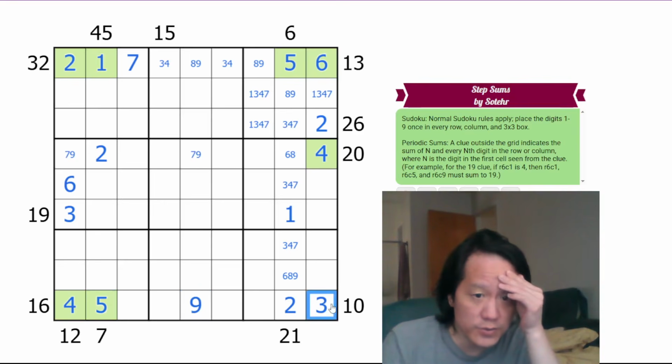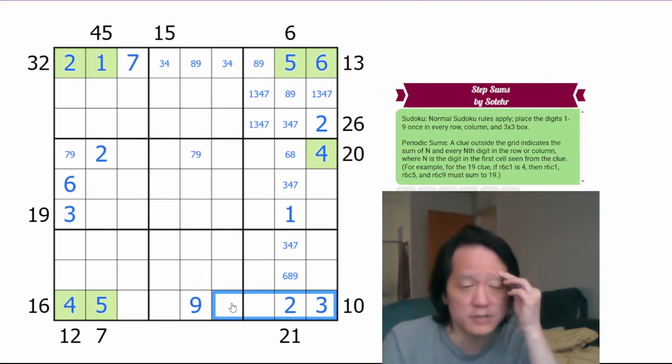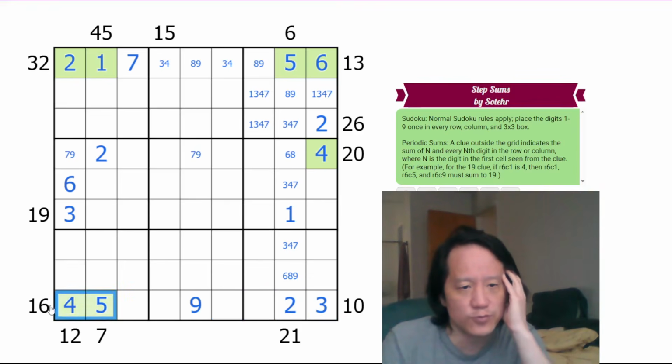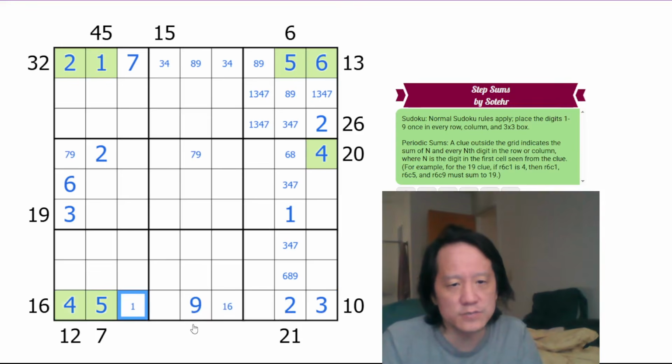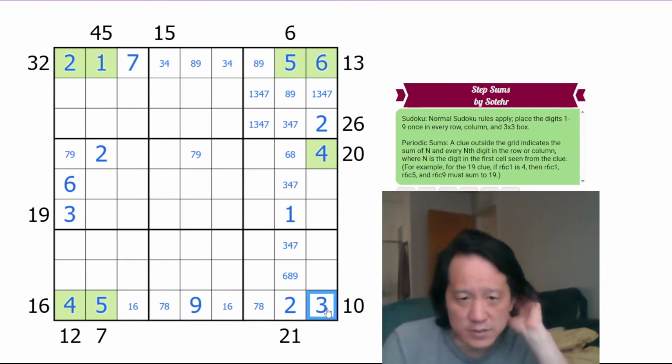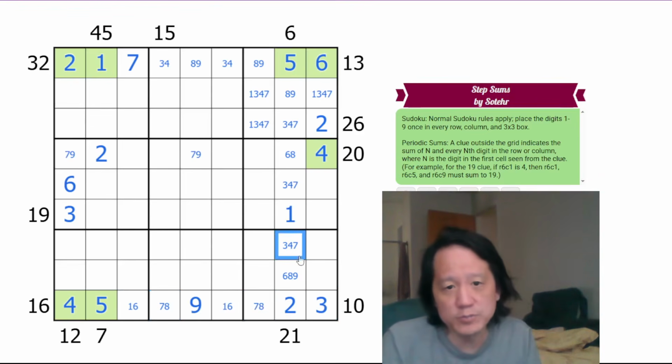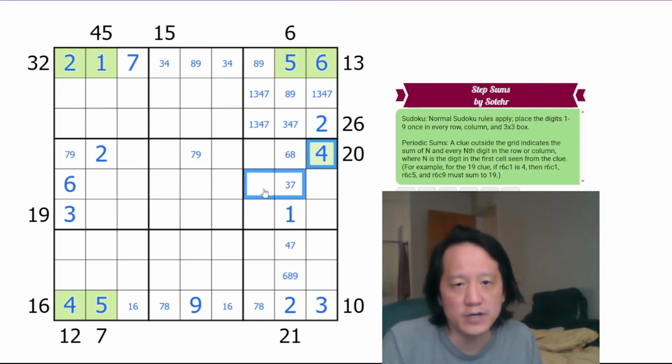3, so 3 away has to be 6 and 1 because we don't have 2, 4, or 5 available. So 3 away is 1 and 6, 1, 2, 3. That leaves the remaining digits as 7 and 8. So this is 3, which means 3 cannot be here. 4 cannot be here because of 4 in the box. This can't be 3 or 4, so it's 1 or 7 there. So this is done. This is done.